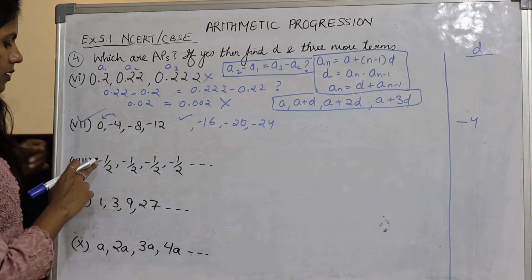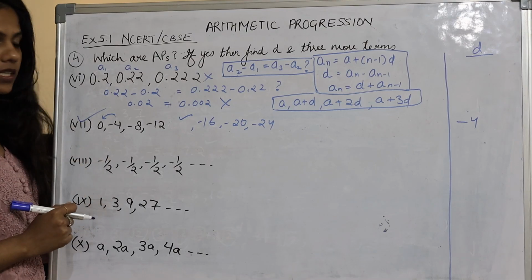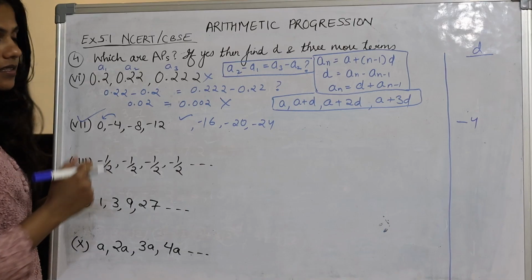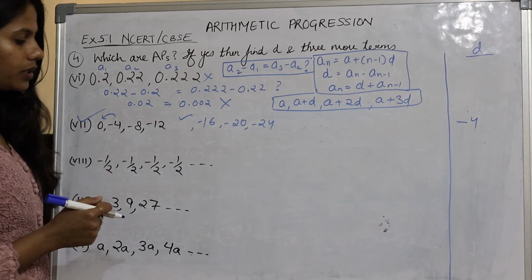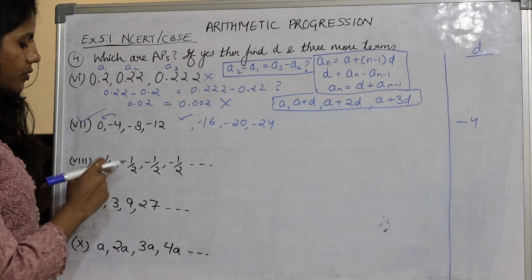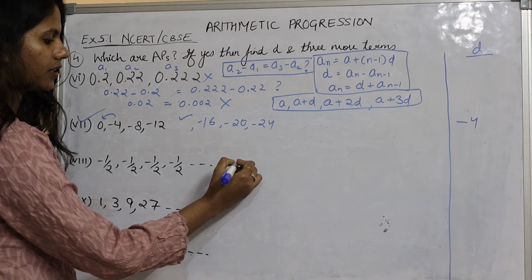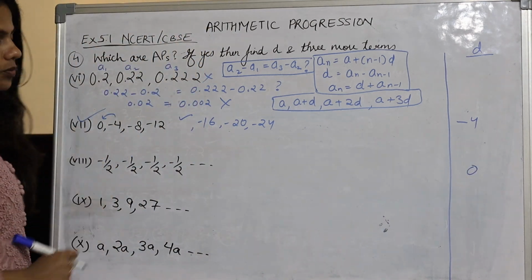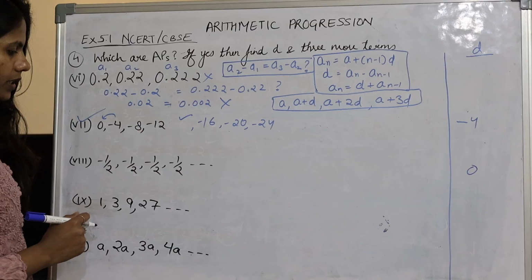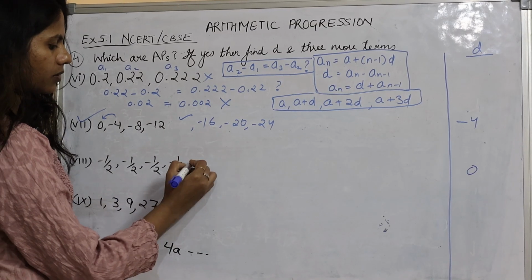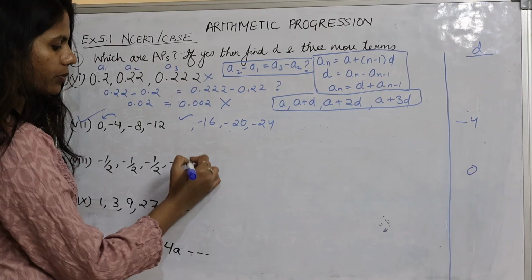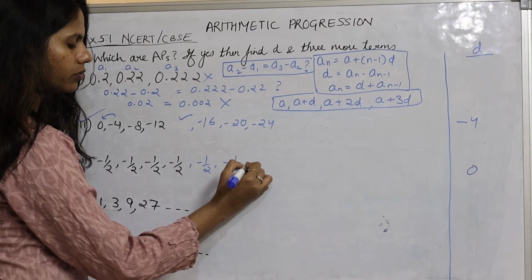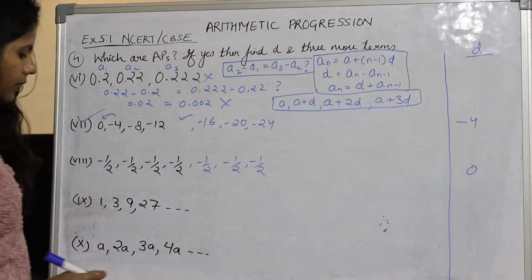This one, minus 1 by 2, the next term is also minus 1 by 2, and I told you previously that we get the same terms only by adding 0. Adding or subtracting 0. So here the common difference is 0. Only if we add 0 to minus 1 by 2, you will get minus 1 by 2 again. So the next three terms will again be minus 1 by 2 plus 0: minus 1 by 2, minus 1 by 2, minus 1 by 2.